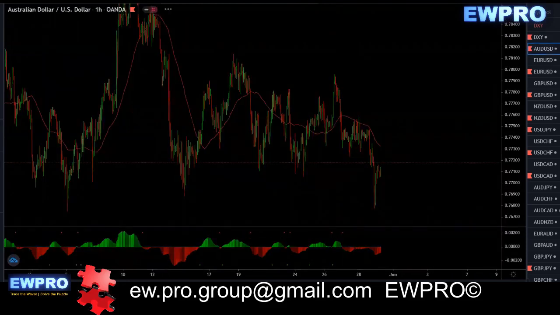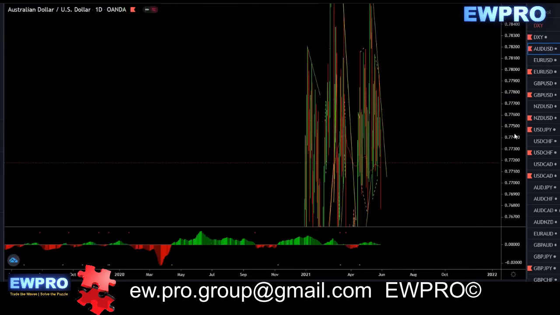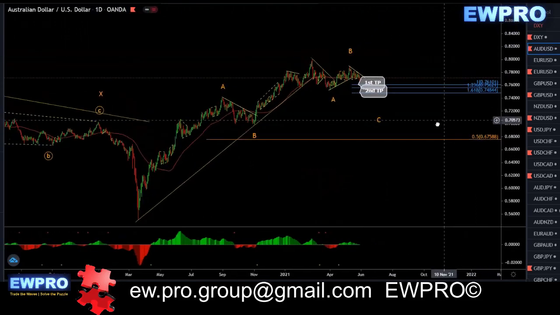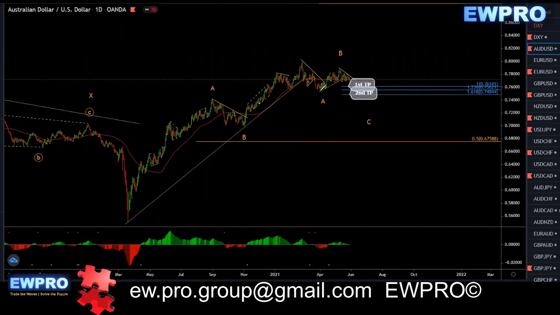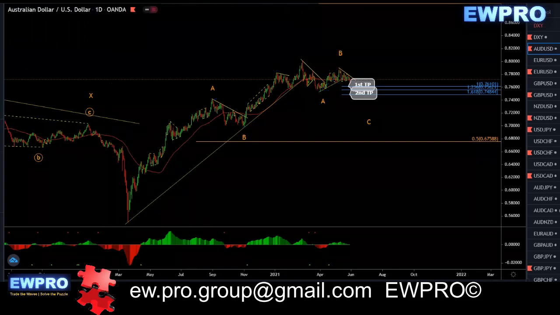AU on the daily. So I'm looking for this as a B wave. It's not impulsive. I was looking at this as a possible flat in here on the daily, but this isn't looking impulsive at all. So that's why I'm looking at it as that B wave. So I'm looking for a C down.